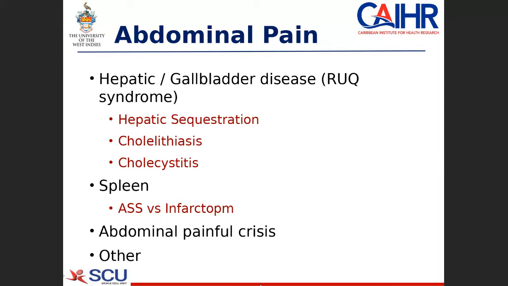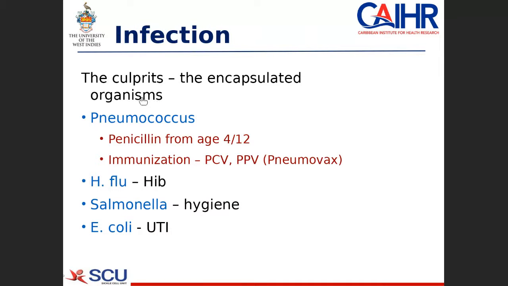Strep pneumoniae, Klebsiella. Okay, all right. So common culprits: the pneumococcus, Haemophilus influenzae, salmonella, and even E. coli, which can be associated with UTIs.